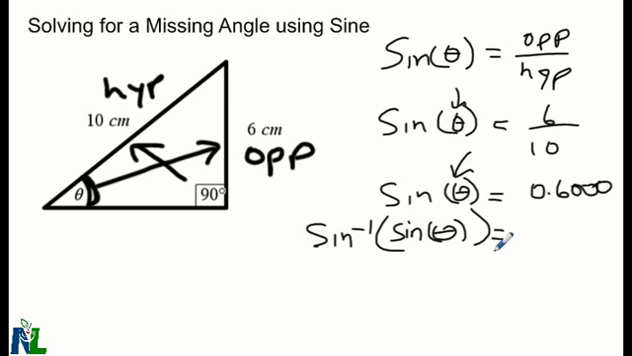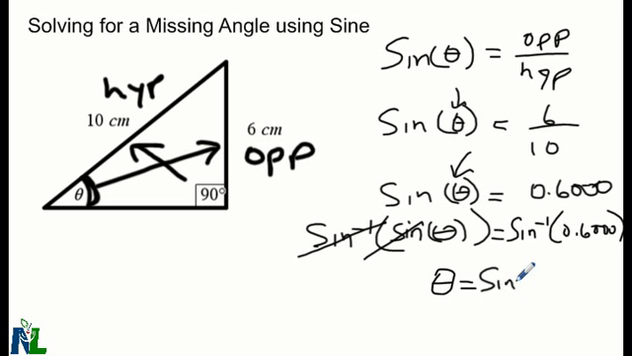Now, if we do that to one side of the equation, we better do it to the other to maintain balance. So on the right side, we have to write sine to the minus 1 of 0.6000. Now, inverse or opposite functions, they cancel each other out. So sine to the minus 1 and sine, they cancel. They're opposites. They're gone. And what's left is theta. And theta is equal to sine to the minus 1 of 0.6000.